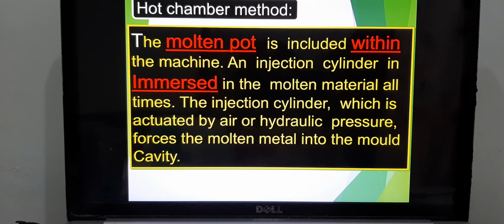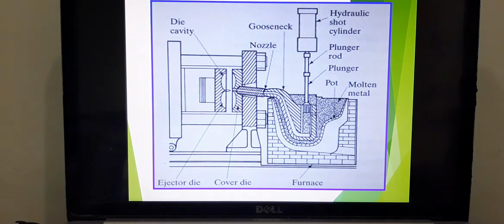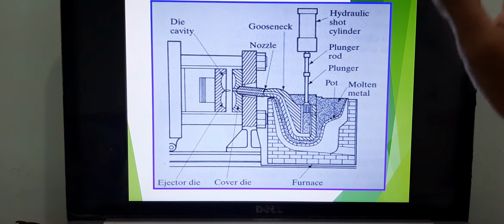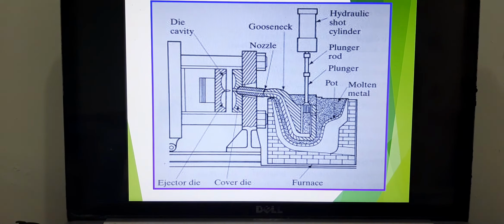So an injection cylinder is immersed in the molten material at all times, and the injection cylinder, which is actuated by air or hydraulic pressure, forces the molten metal into the cavity. So what do I mean by that? Let's look at this diagram. This is a typical metal mold, or hot chamber die casting.